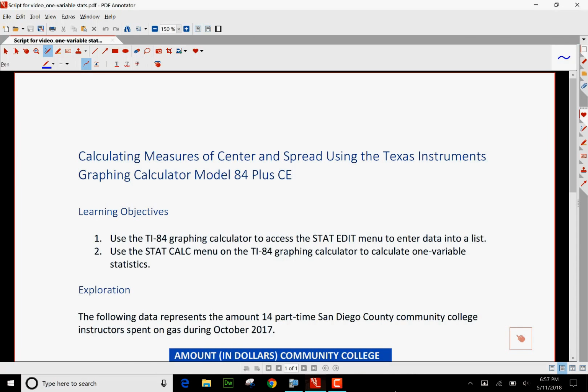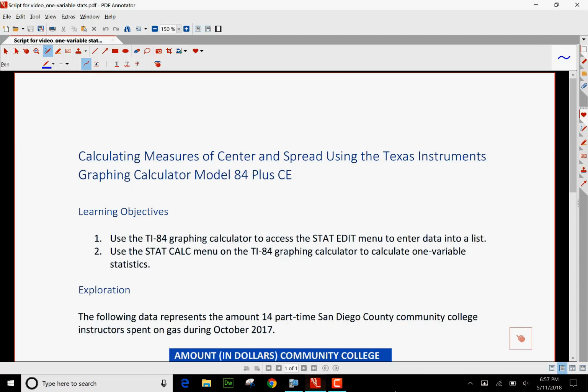One of the ways we will learn how to summarize data and really use computer systems to find out information about the world is the TI-84 graphing calculator. That's Texas Instruments graphing calculator. This particular emulator we'll be using is the TI-84 CE.